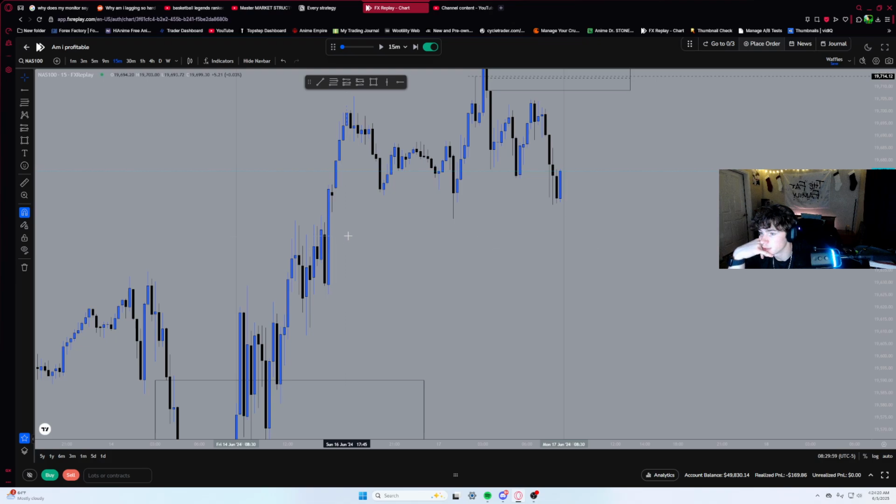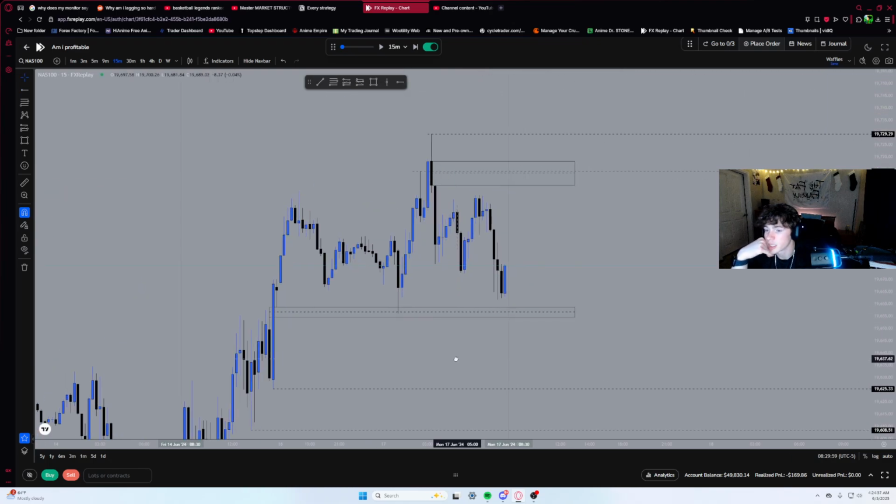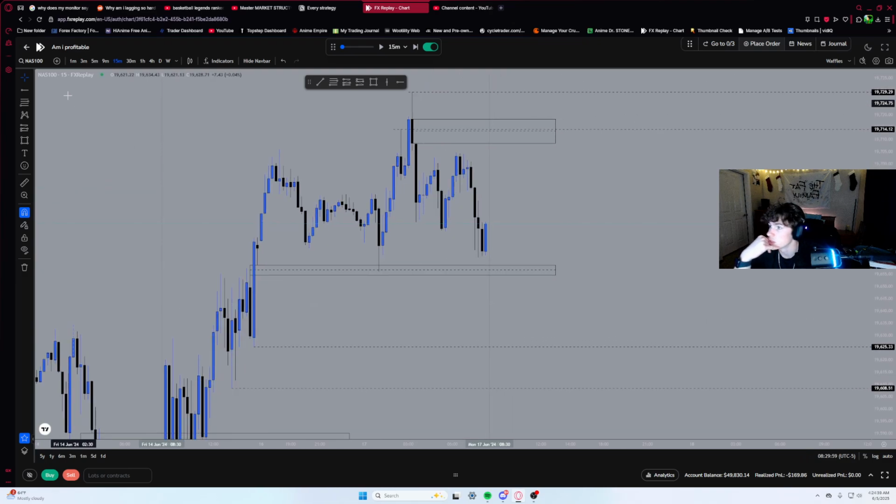Let's go to the 15-minute. We have a fair value gap. Price is pretty rough. I think we'll either be chasing this low, which is at consequent encroachment, or we'll be chasing this. Honestly, I think we'll be looking for longs. I like longs here.